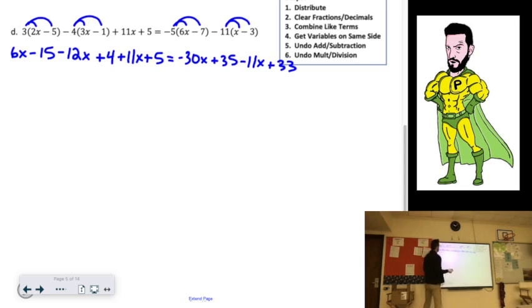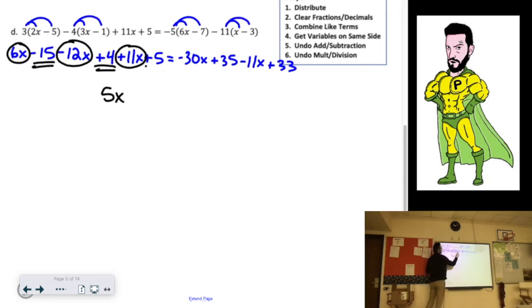So let's do all our x's first here. On the left, 6 minus 12 is negative 6. Negative 6 plus 11 would be 5. So we have 5x. Our regular numbers, if I was to do my positives, 4 plus 5 is 9. 9 minus 15 is negative 6. All right, that's all we have left on the left side.